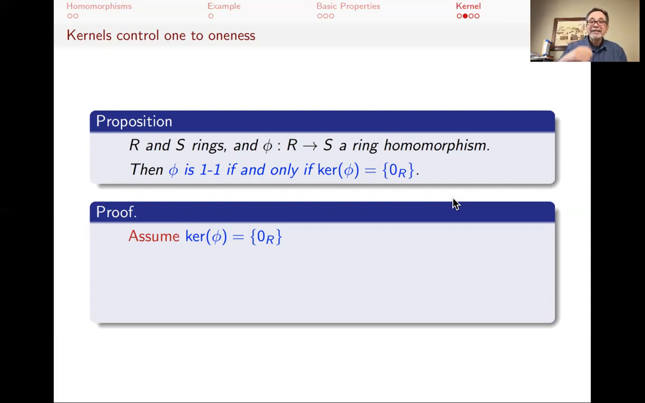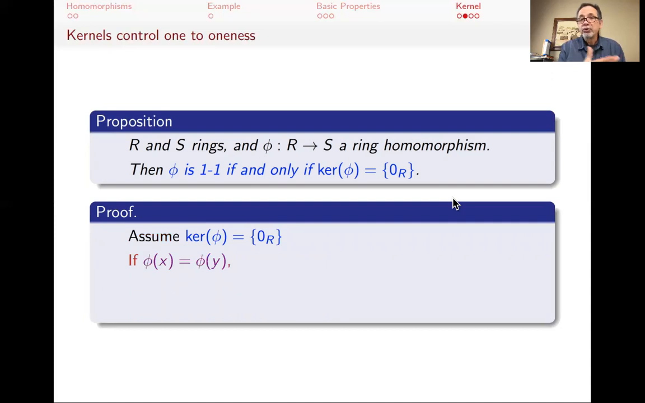The part that has content is the converse: if you know that only zero goes to zero, why is it that the map is one-to-one? Why is it that somewhere else, two other elements can't go to the same place? And that's what I mean by the kernel sort of controlling the one-to-oneness. So assume that you know that the kernel is zero. So you know that the only thing that goes to zero is zero. Why is it that the map is one-to-one?